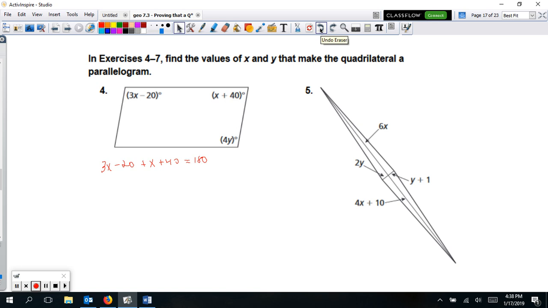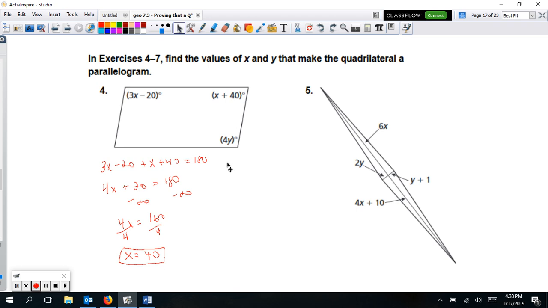So we'll combine like terms first. That'll give us 4x plus 20 equal to 180. We'll subtract that 20 from both sides. And so now that would give us 4x is equal to 160. And then we just divide both sides by 4. And now we can see x is going to equal 40.